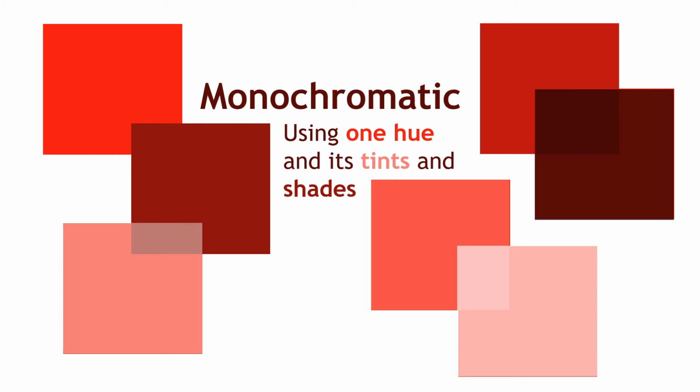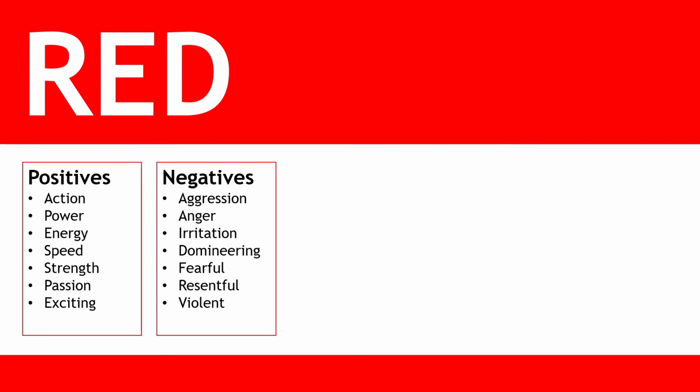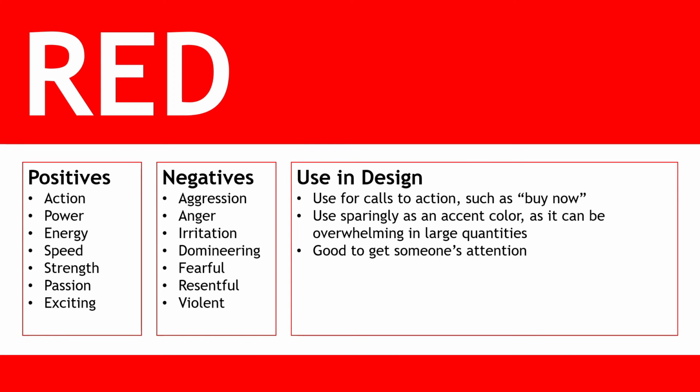Let's talk a little bit about when to use what, color and mood. For example, red. Red can be strongly positive or strongly negative for people. On the positive side, it means action and energy and strength and excitement. But when you overdo it, it can cause anger, irritation, and fear. From a design perspective, red should be used sparingly. It's really good for calls to action like buy now, or error messages or warnings, or when you really need to get somebody's attention.